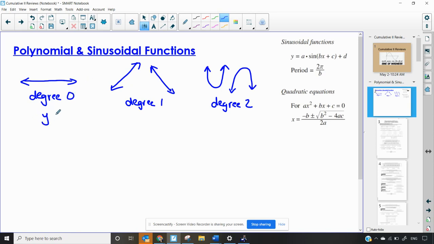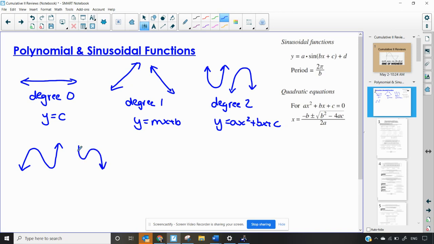So this would be y equals a constant, so there is no variable. Degree of 1 would be something like y equals mx plus b. Degree of 2, y equals ax squared plus bx plus c. We also looked at cubic functions, which could look like this, could look like this. They could also have a point of inflection. In other words, there's no max or min, a point of inflection. That's where the graph kind of levels off but doesn't actually change direction. So these would all be examples of functions that have a degree of 3.